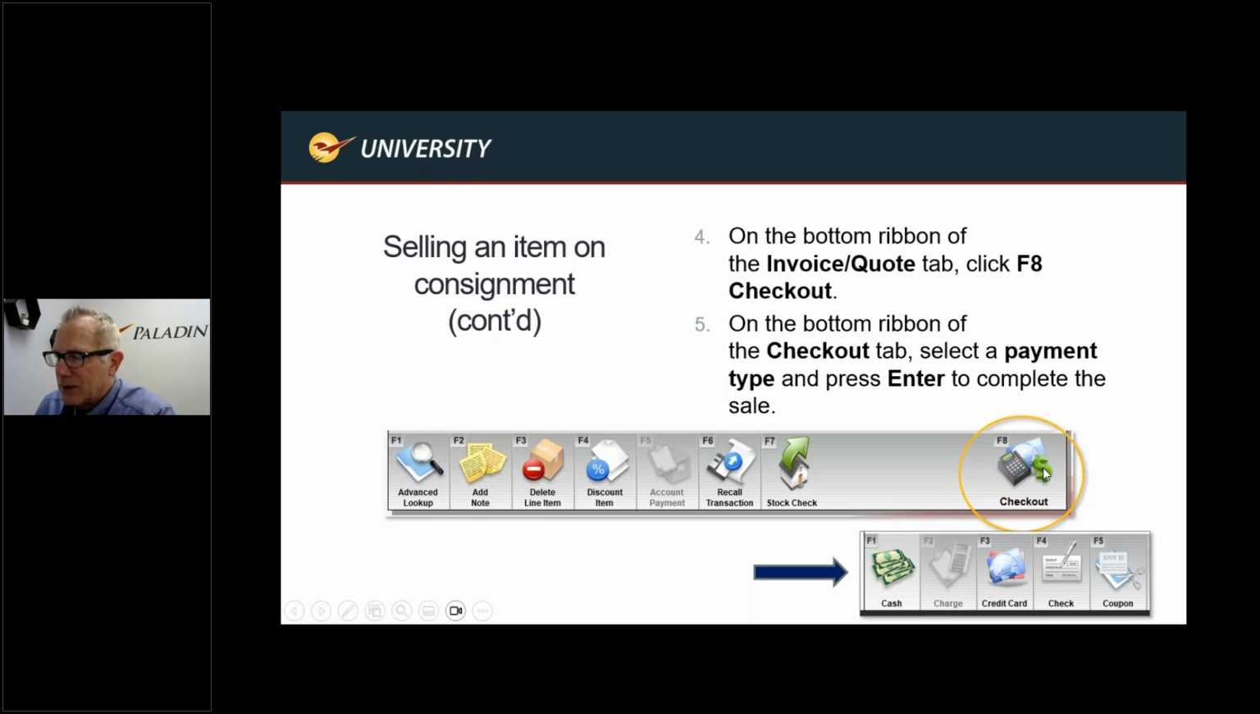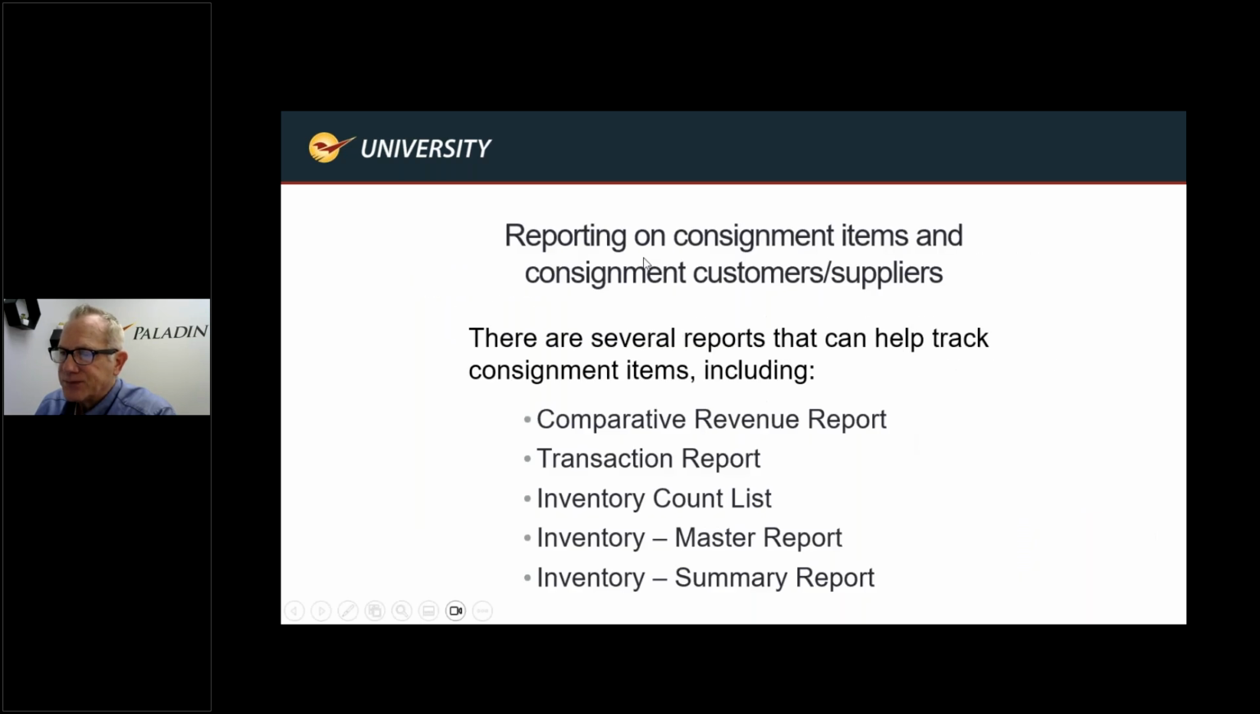So when you sell an item, you're just going through the standard checkout screen. And then to manage this from a report perspective, you've got a number of different reports you can produce. The comparative revenue report is going to give you the commission. The transaction report is going to give you the detail. The inventory count list can separate all these out and categorize them for you. There's just a number of different things that you can do with that.